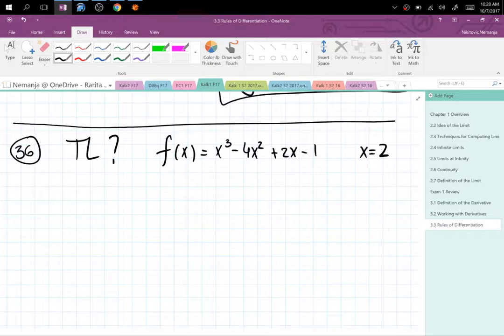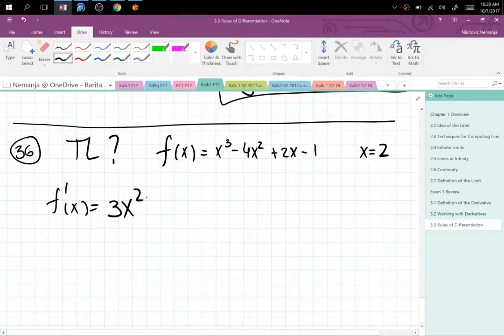Is anyone going to help me with the derivative over here? I'm kind of rusty. 3x squared, okay. Minus 8x. Plus 2, nice. See this x to the 1, and 1 minus 1 is 0. X to the 0 is 1, right? And then what's the derivative of negative 1 over here? 0, good.